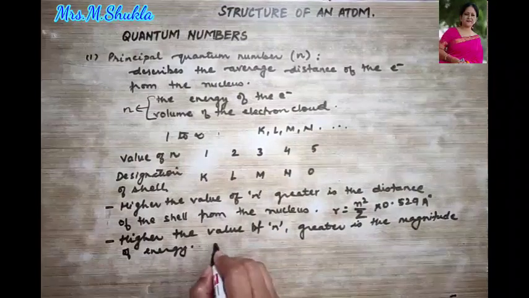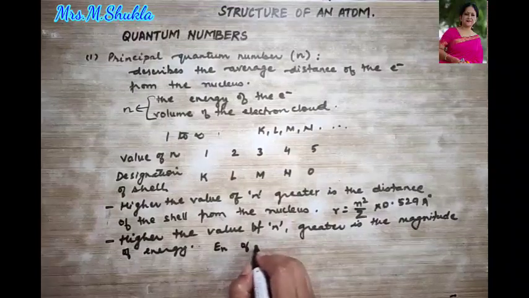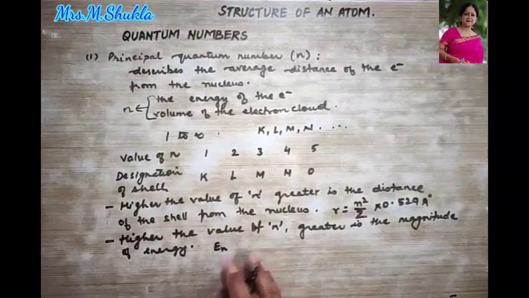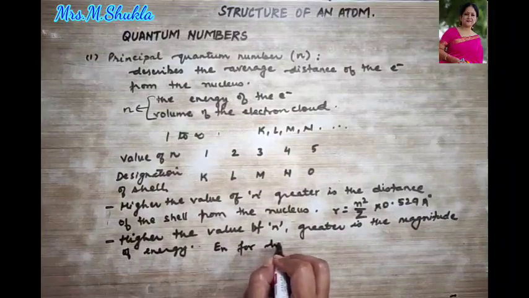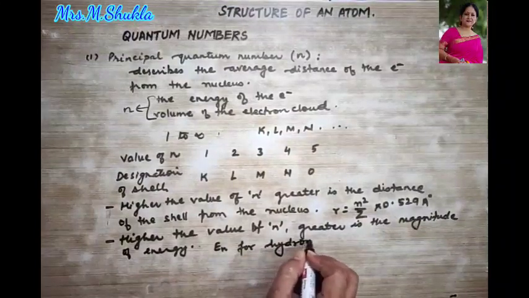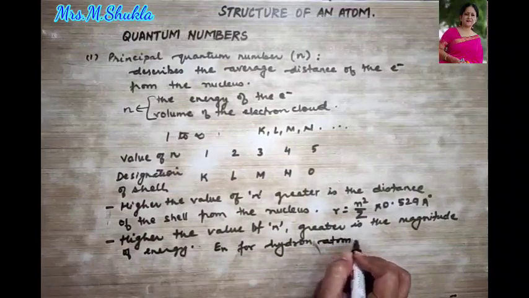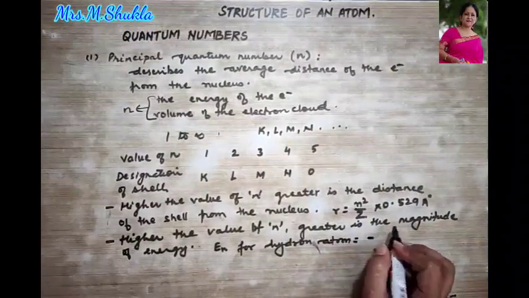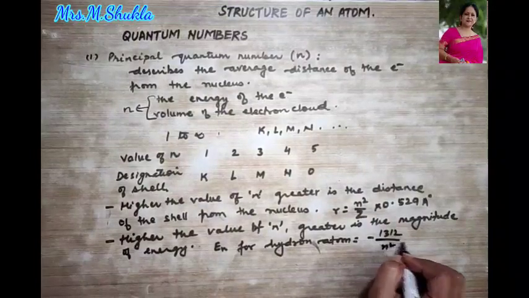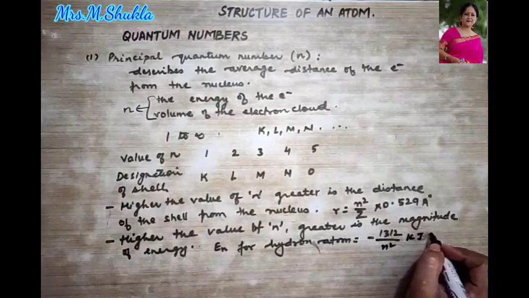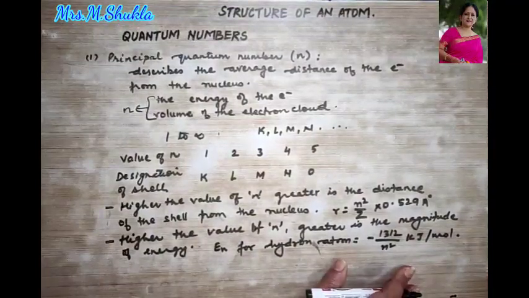So do you remember the energy for the hydrogen atom? It is equal to minus 1312 upon N square kilojoules per mole. This is what we had studied yesterday.